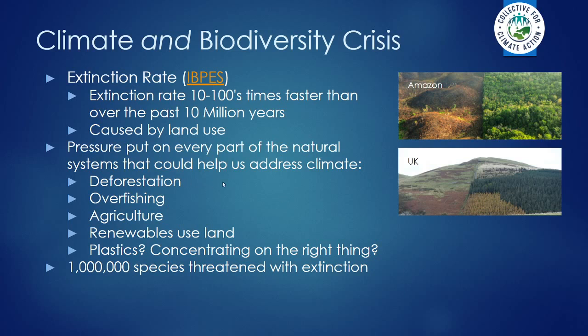So we're putting pressure on every part of the natural system to help us address the climate through deforestation, overfishing, agriculture, even renewables on land. That's a real problem in many ways because windmills and solar panels take up room and they disrupt nature, but they're still one of the best solutions we have.